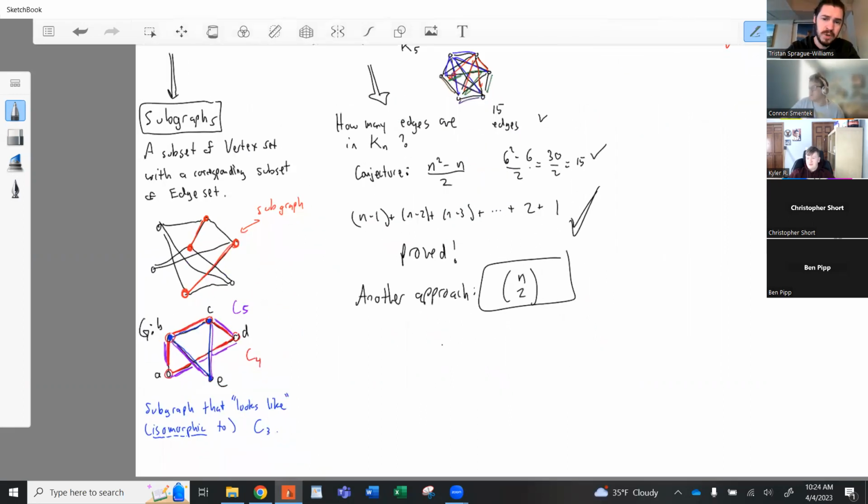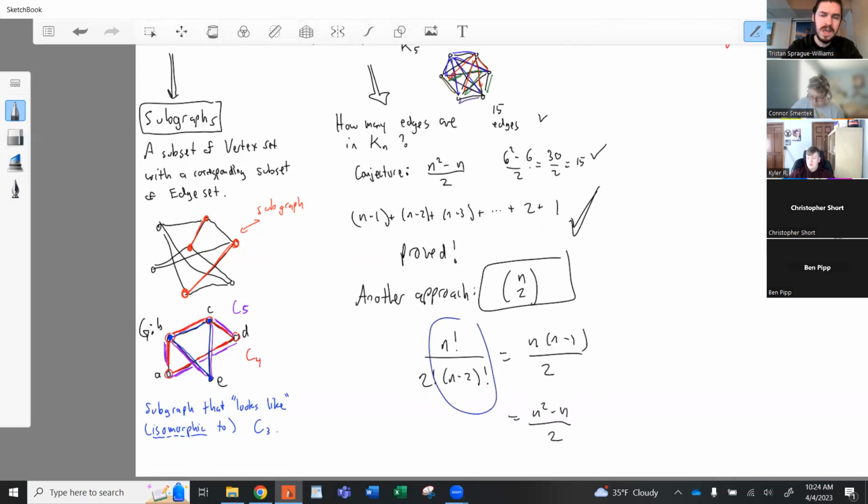And n choose 2 is calculated as n factorial over 2 factorial times n minus 2 factorial. And what is this reduced to? n factorial over n minus 2 factorial reduces to n times n minus 1, because the n minus 2 factorial cancels out. And then you get exactly the formula that you all came up with.